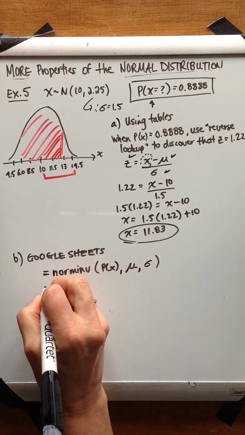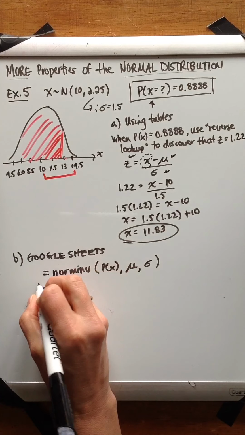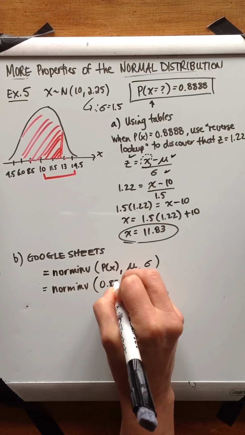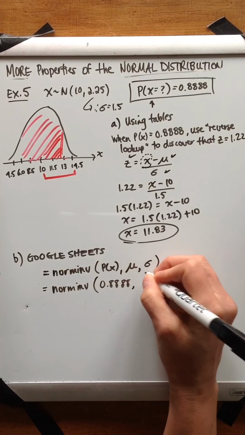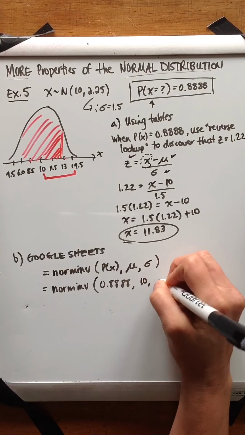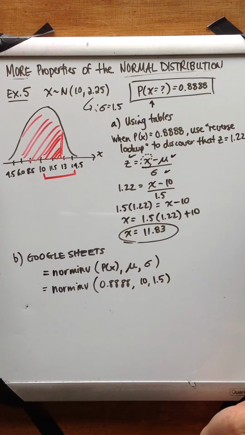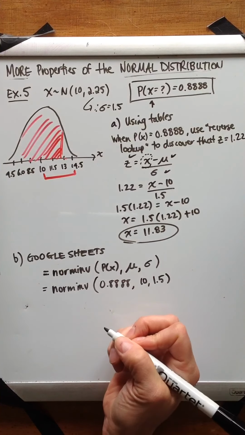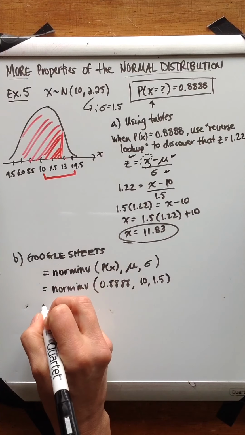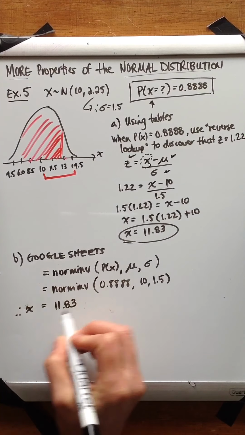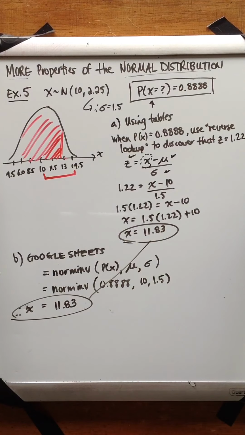Okay? So for this example, I would punch into a cell of Google Sheets NORM.INV, and my probability is 0.8888, my mean is 10, my standard deviation is 1.5. And I encourage you to pause, stop, and try it to make sure that you can use Google Sheets effectively this way, because it's pretty slick. When you hit enter, you should end up with, not surprisingly, that X is equal to 11.3, the exact same as if we used the table method.